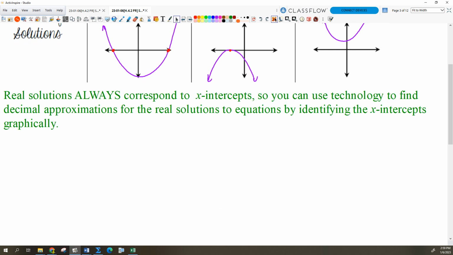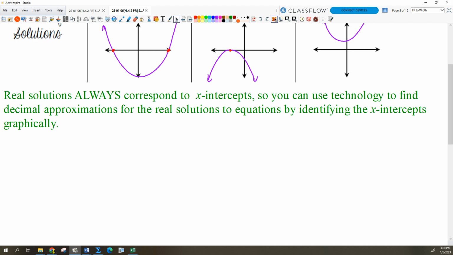Real solutions always correspond to x-intercepts. Now, non-real solutions, you might be wondering, what the heck is a non-real solution? We'll learn about that real soon. There are non-real solutions, solutions that are not real numbers. Non-real solutions don't have to correspond to x-intercepts, but real solutions always correspond to x-intercepts.